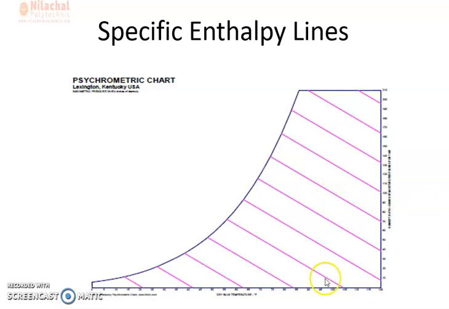The specific enthalpy lines are inclined straight lines and uniformly spaced. These lines are parallel to the wet bulb temperature lines and drawn up to the saturation curve, and some of these lines coincide with the wet bulb temperature lines also. The value of total enthalpy is given on the scale above the saturation curve. So this is all about the specific enthalpy line. This is a slightly inclined straight line.